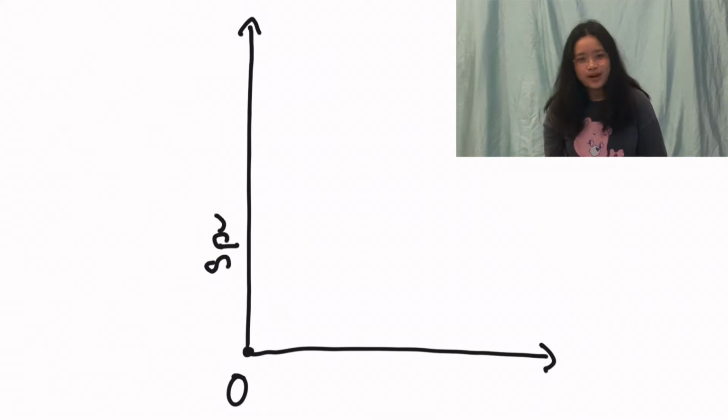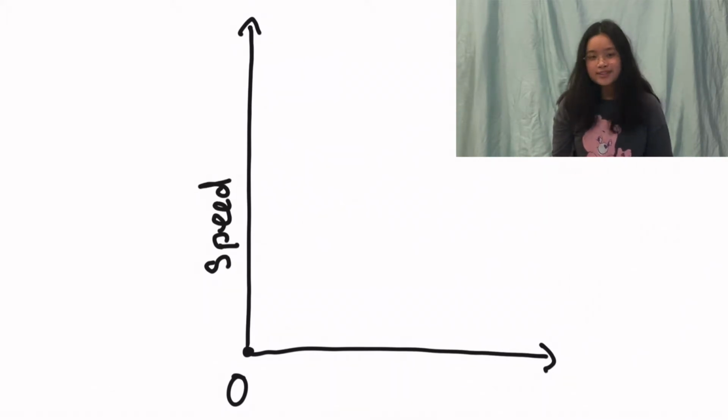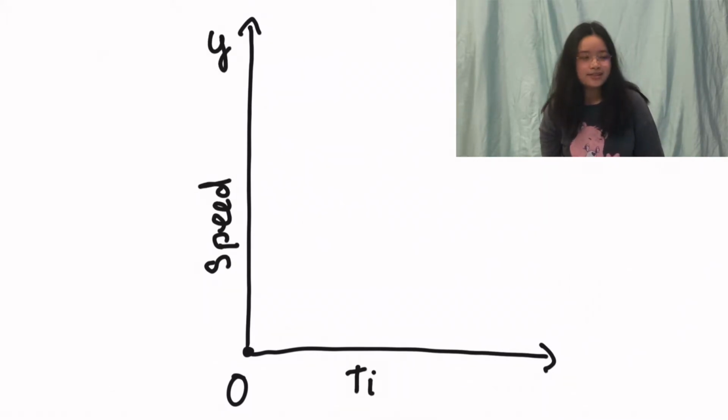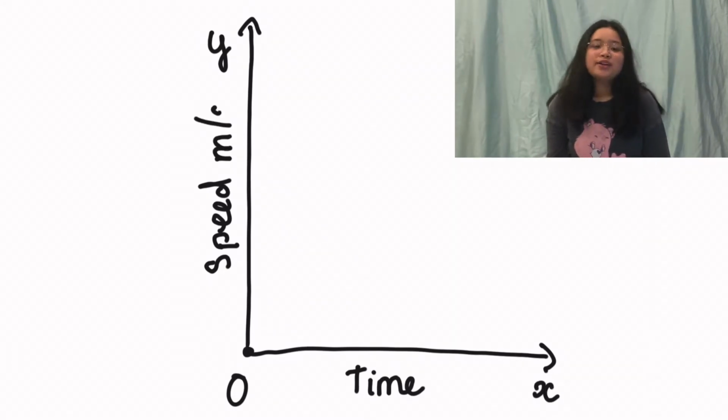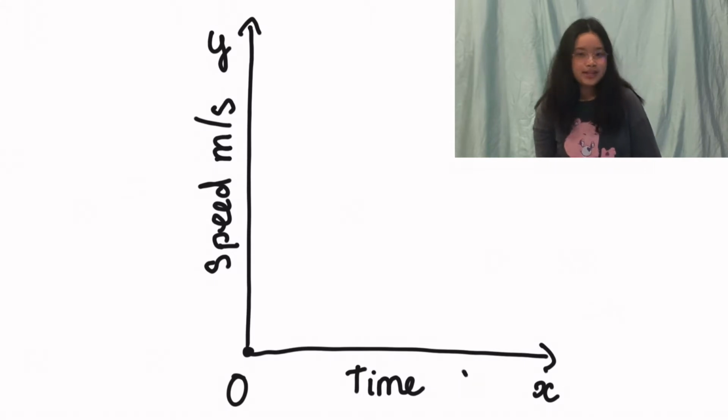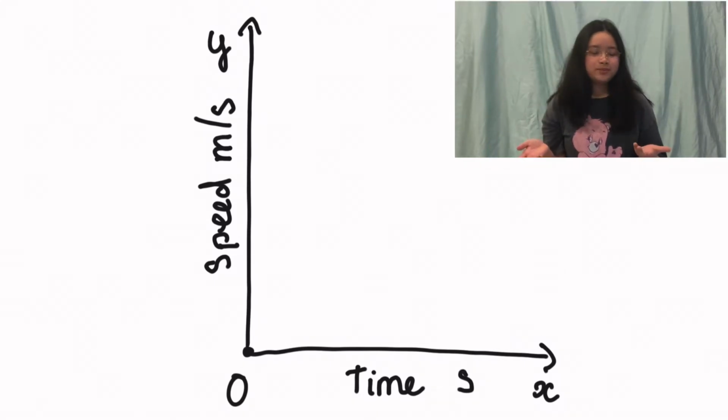Today we're going to be talking about speed and time graphs. Let's get into it. On a speed and time graph, the speed will be on the y-axis and the time will be on the x-axis. Don't forget to label your graph. Make sure that your speed unit and your time unit match. For example, here we have meters per second for speed and seconds for time.